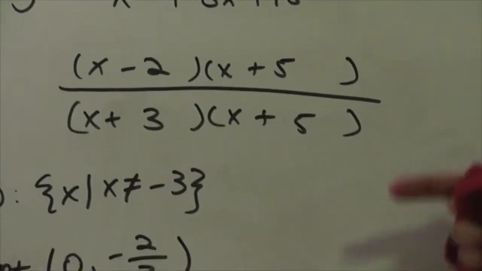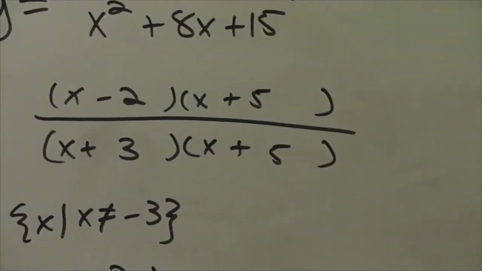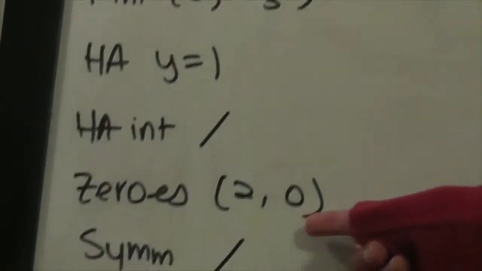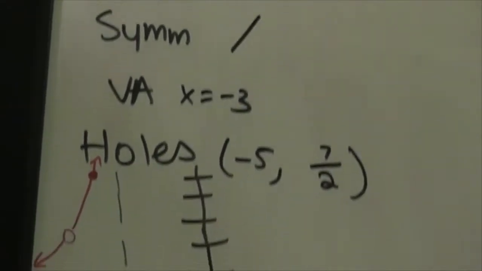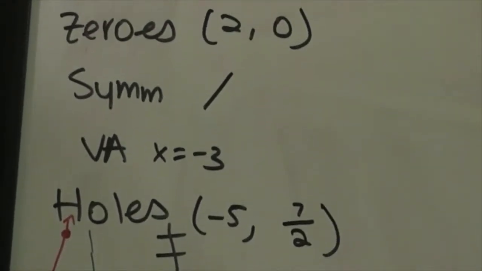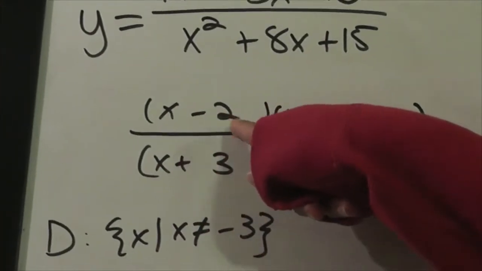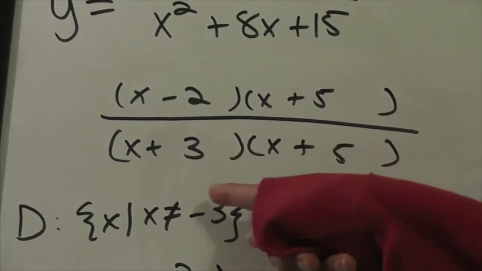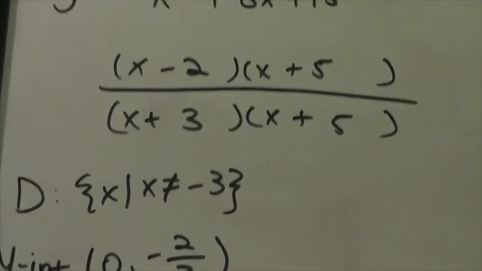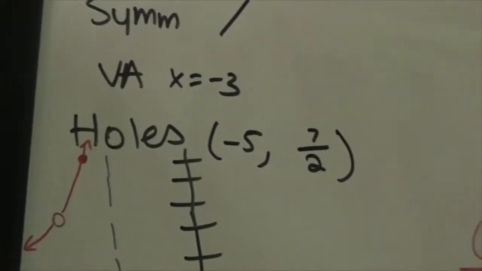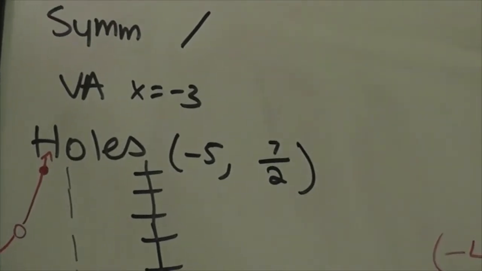So here, in this case, you do x minus 2 equals 0, and then you'd find that your zero occurs at (2, 0). There is no symmetry in this graph, which we'll find after we've graphed it, and your hole occurs at negative 5, and when you plug negative 5 back into this equation, you'll find negative 5 plus 2 is negative 3, and negative 5 plus 3 is negative 2, which gives you (-5, 7/2) for your hole. And now let's look at the graph.